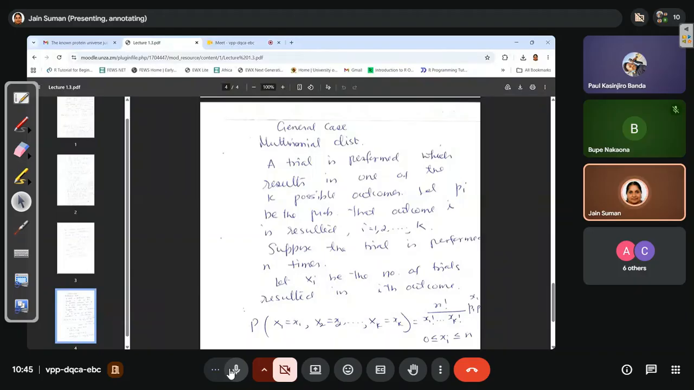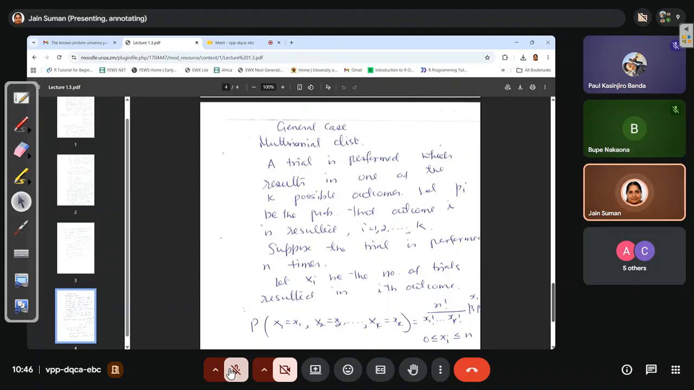Okay, so question. When I'm taking a general case, I'm saying here a trial is performed which results in one of the k possible outcomes. Here I took the outcomes as the k districts, that is, the top performer or the best performer belongs to which district, isn't it?